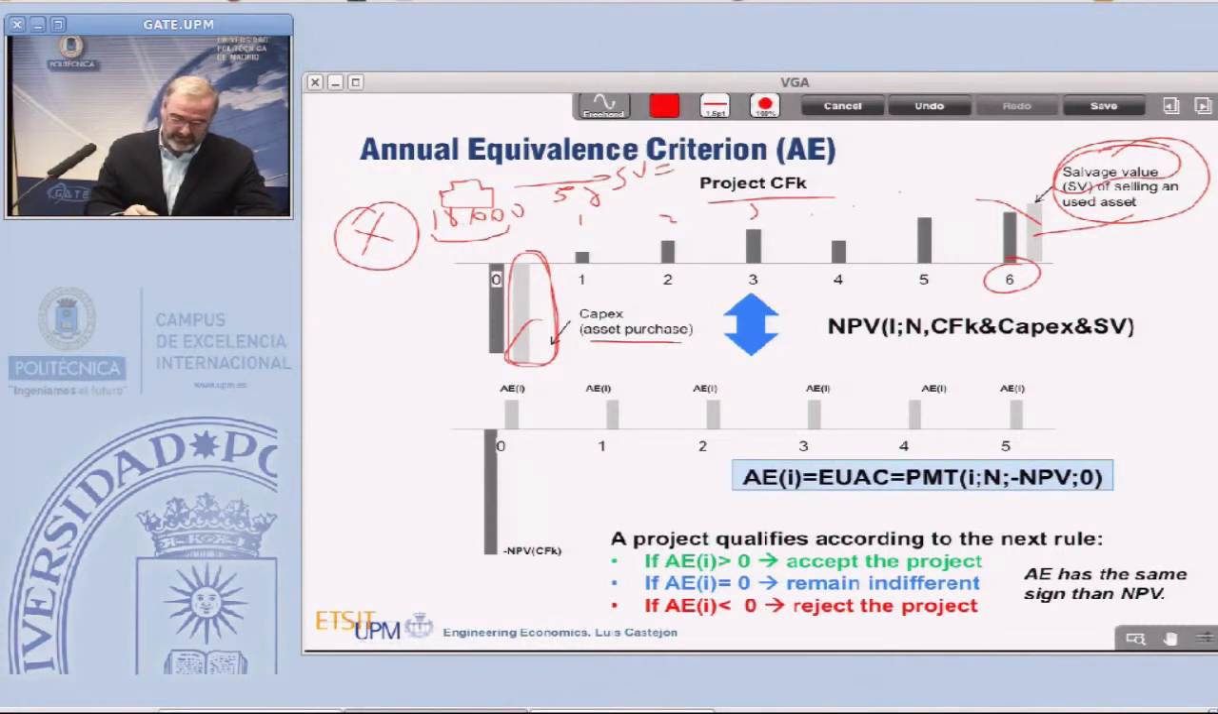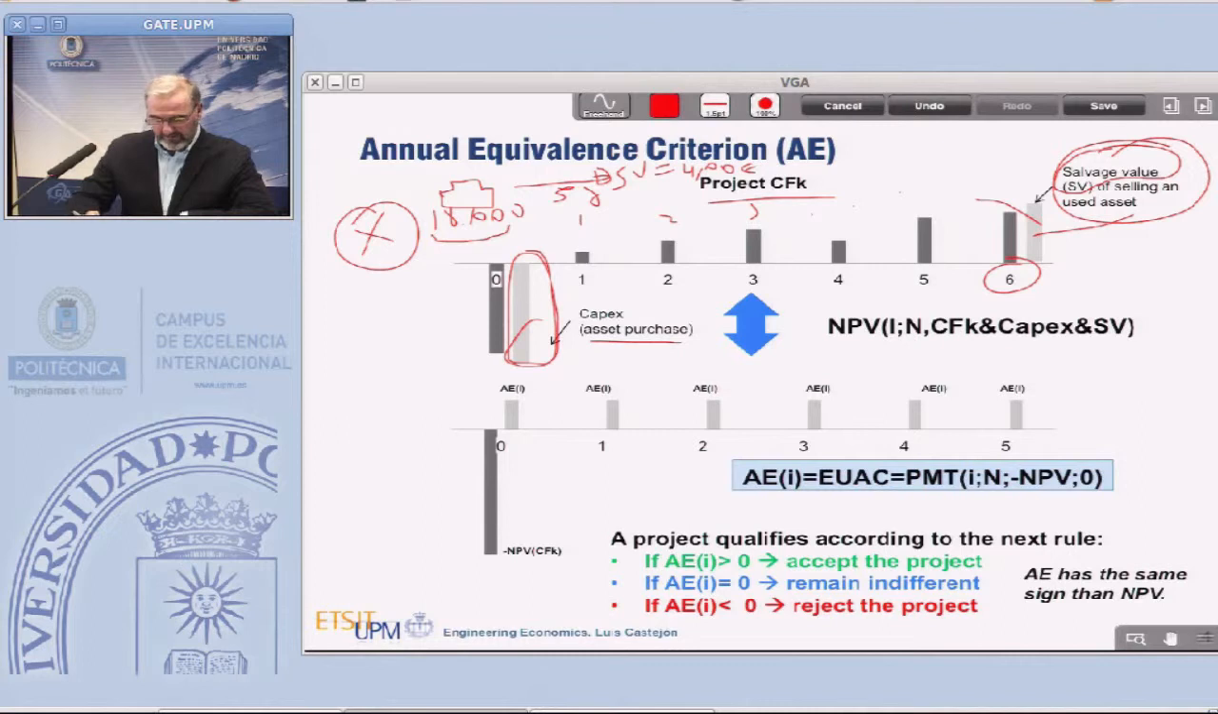Imagine that 5 years from now, you go to a car dealer to buy a new car, and you ask the car dealer, how much will you pay for my old car, my used car? And he says, the market value of your car, the salvage value of your car is, for example, 4,000 euros.